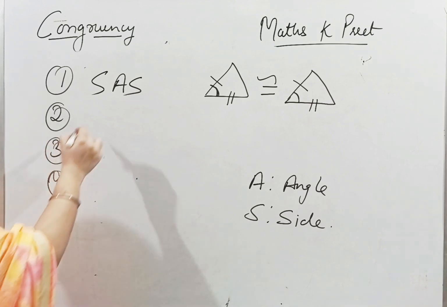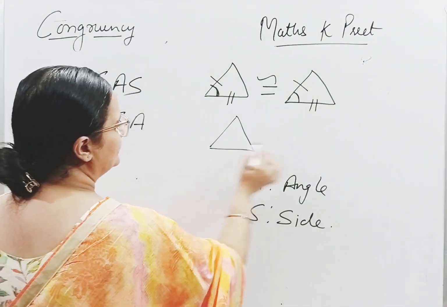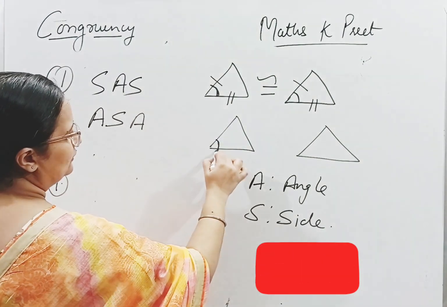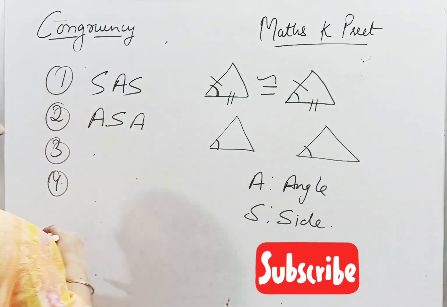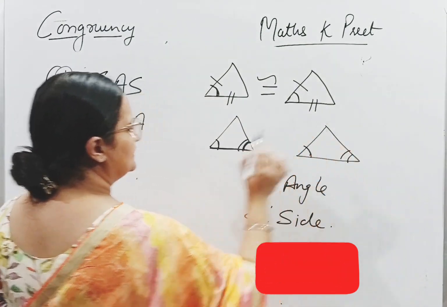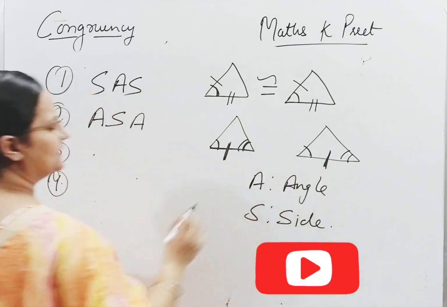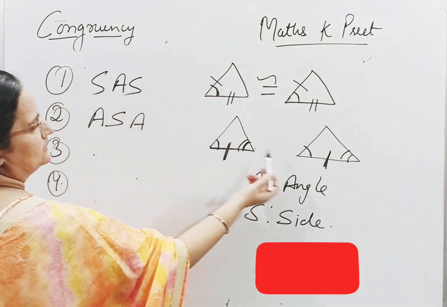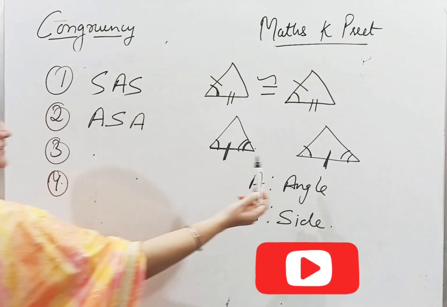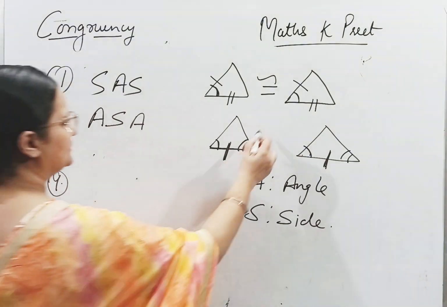Second criterion is angle, side, angle, which means if I prove that this angle of the first triangle is equal to this angle of the second triangle, and taking the second angle, this angle is equal to this angle of the second triangle, and the included side of the first triangle is equal to the included side of the second triangle. So angle side angle. So two angles and the included side of the first triangle are equal to the two angles and the included side of the second triangle. Then two triangles are directly congruent to each other.